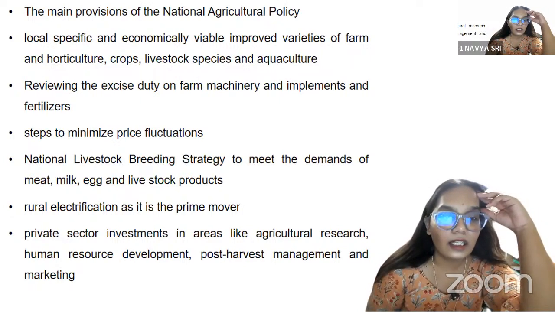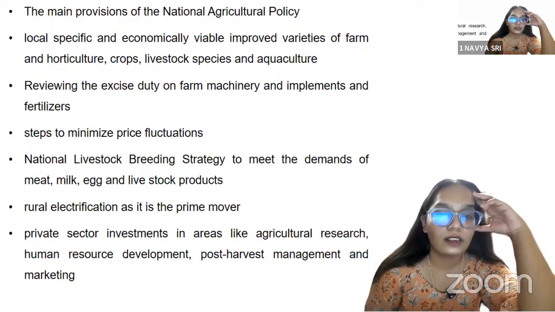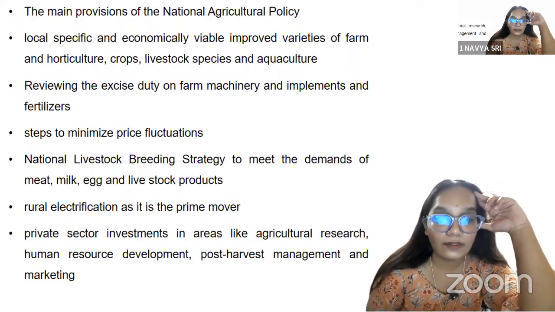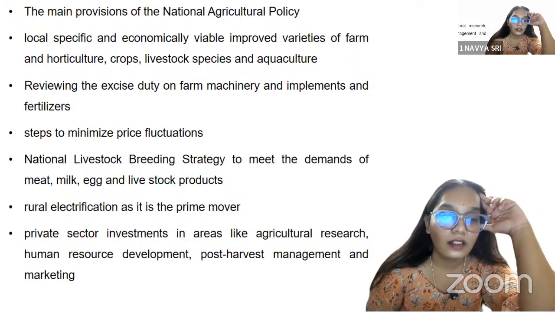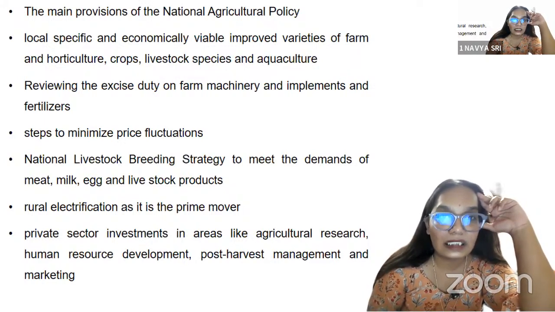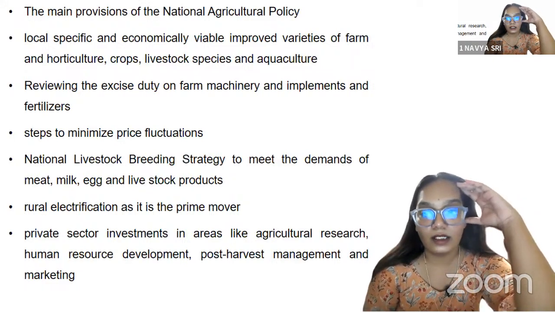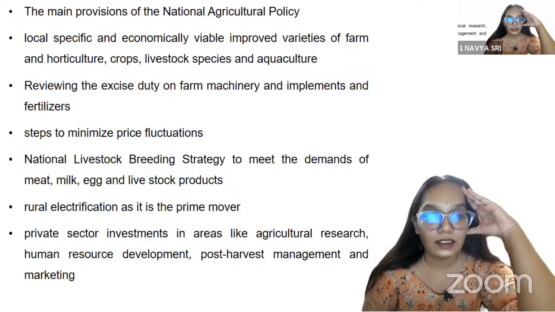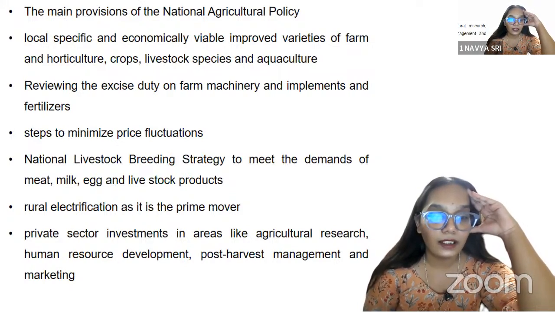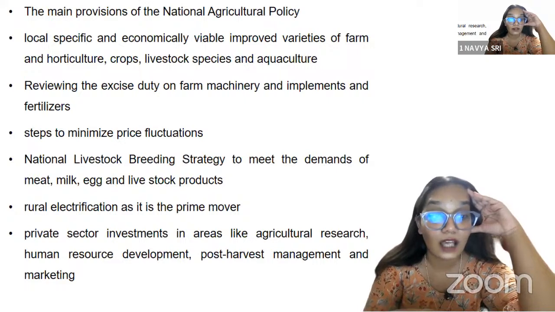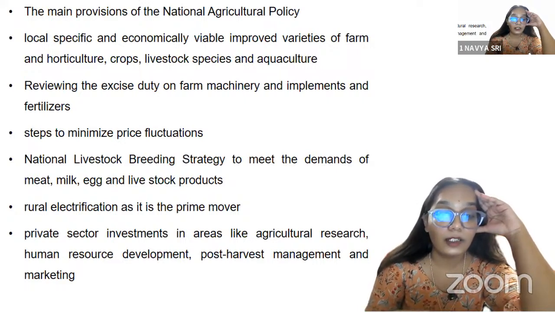So then, the national livestock breeding strategy. So what is this? It is done to meet the demands of, you all know what's livestock. So livestock is basically meat, milk, egg and livestock projects. So what this livestock strategy does is rural electrification as a prime mover. Then private sector investment in areas like agricultural research, resource development, and post-harvest management and marketing.